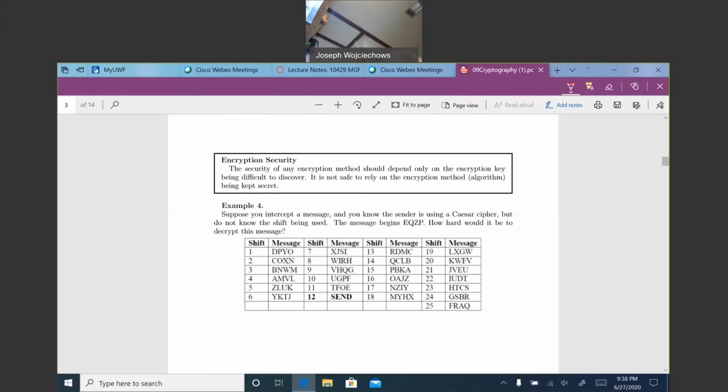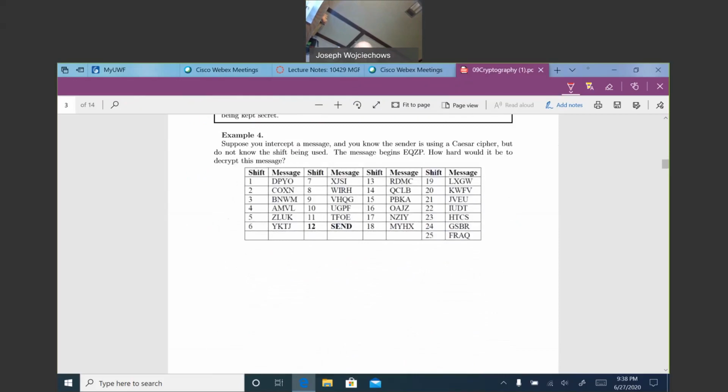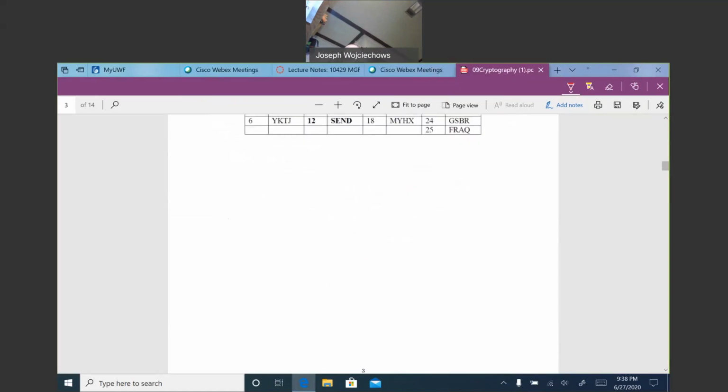Okay, now we talk about encryption security. The security of this method depends on the encryption key being difficult to discover, and in this case, it's not really that difficult. This is an example of how many different ways a 4-letter word could work, and you could change it to the different things, and how with the right kind of machinery you could figure out the encryption.